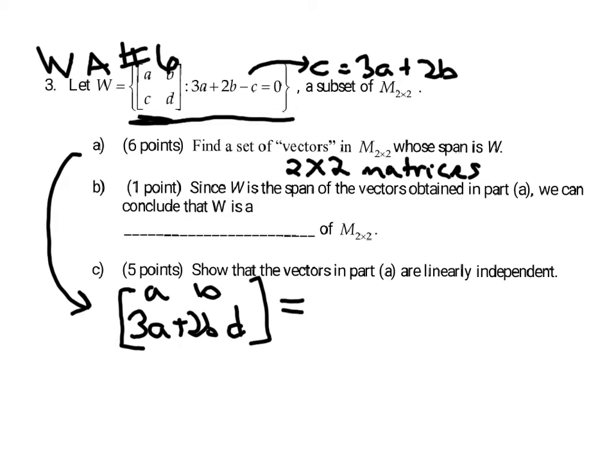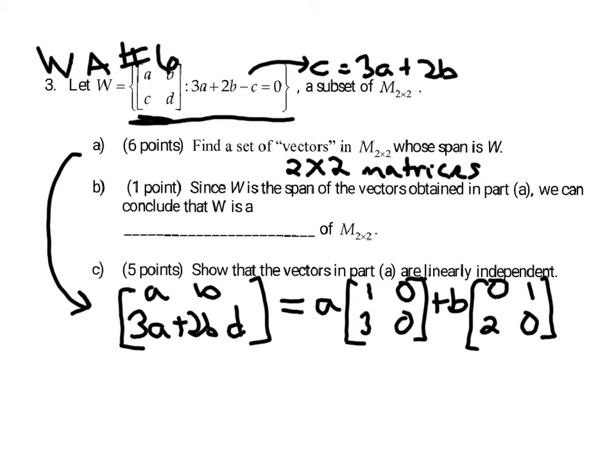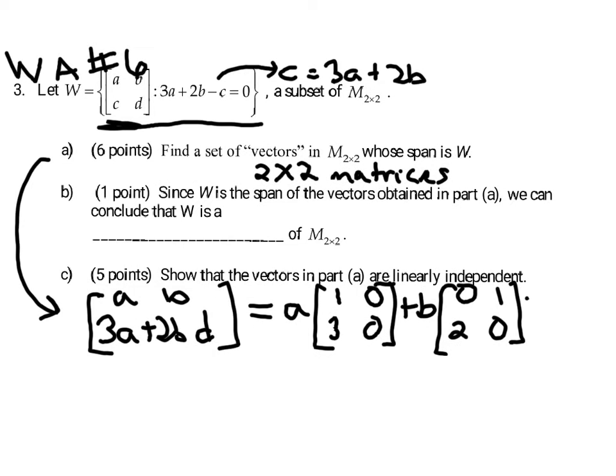But so we could express all of these matrices as A times the matrix, let's see, what are our coefficients of A? 1, 0, 3, 0, plus B times the matrix with the coefficients of B, so 0, 1, 2, 0, and then D times 0, 0, 0, 1. And this describes all of the 2x2 matrices in W. Notice that if we distributed the A, distributed the B, distribute the D, and add these up, we'll get back to this matrix here, which describes all of the matrices in W.